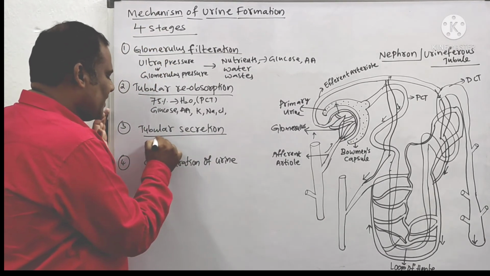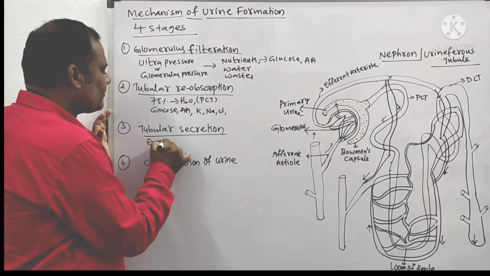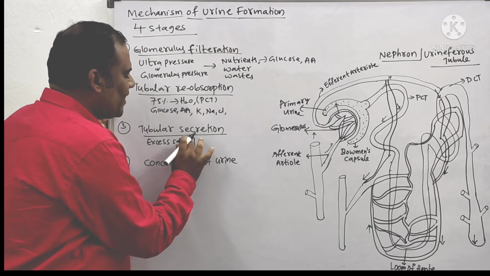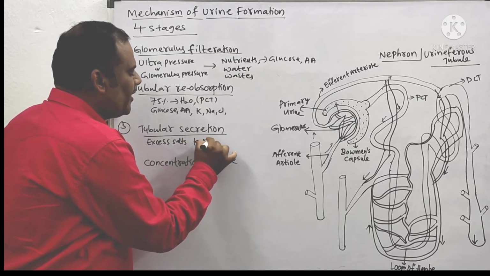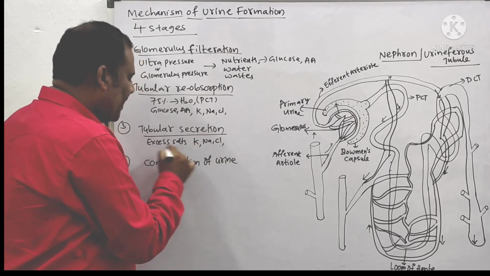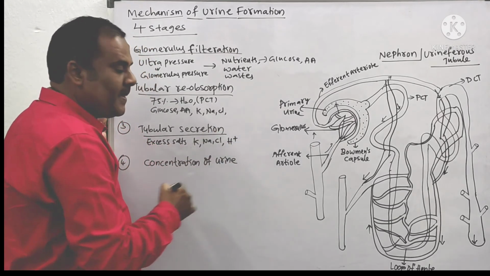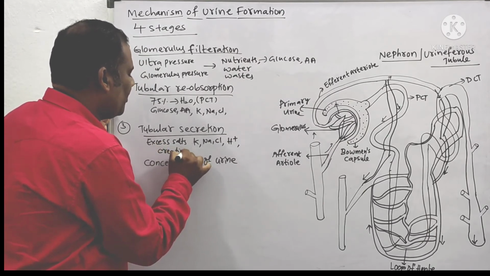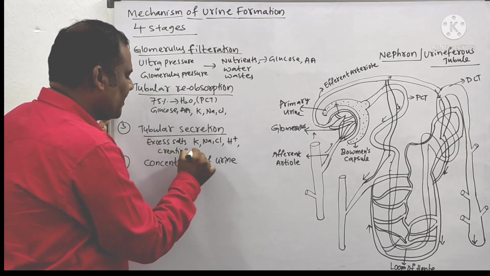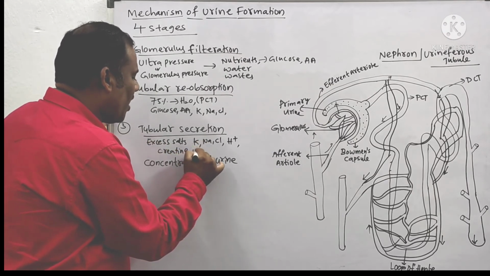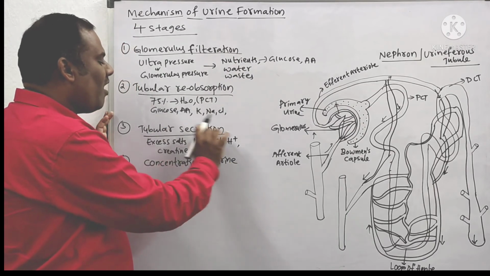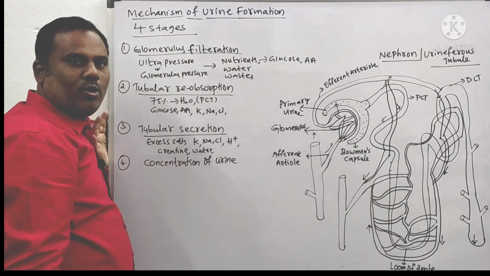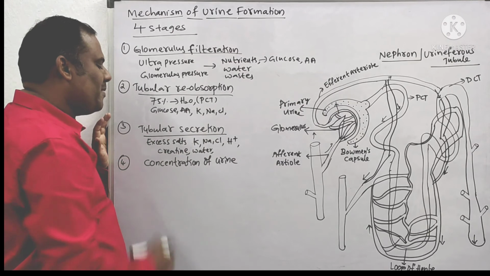And then that waste, like what? Excess salts, like potassium, sodium, chlorine, as well as the hydrogen ions. And next, some of the nitrogenous waste like creatinine, as well as the excess water. So these all will be secreted from the peritubular network. They collect and they will be thrown into this PCT, loop of Henle and DCT. That is called tubular secretion.